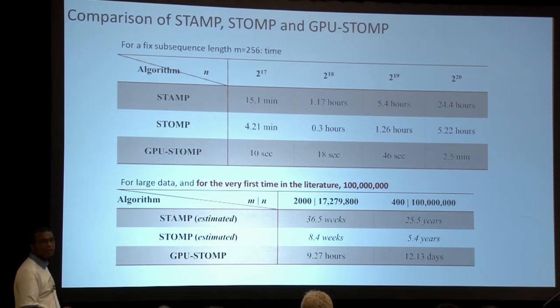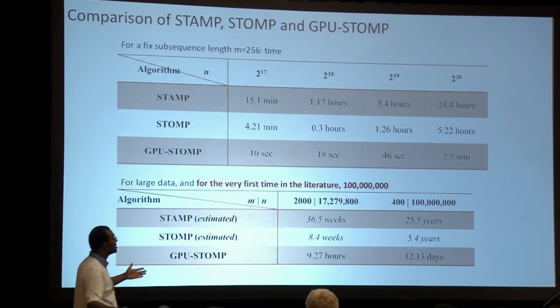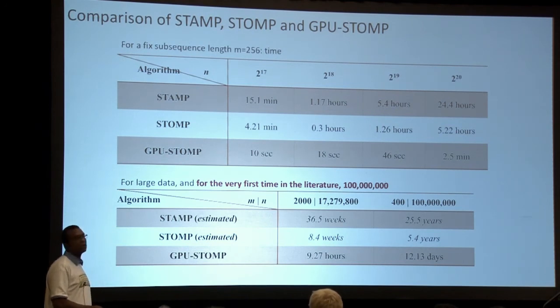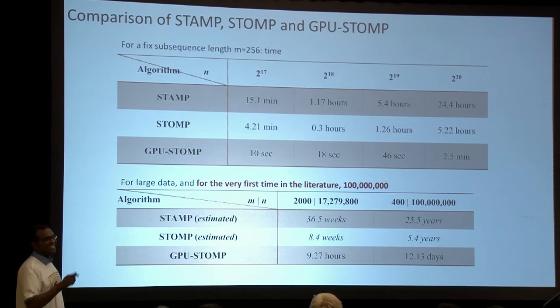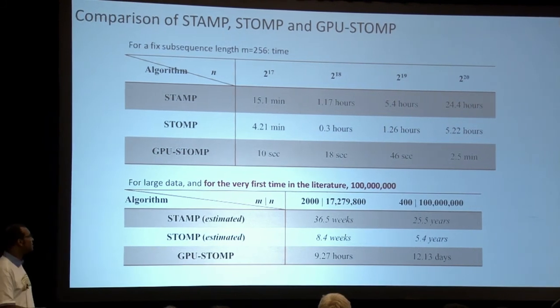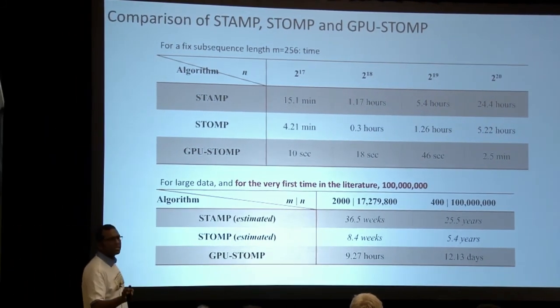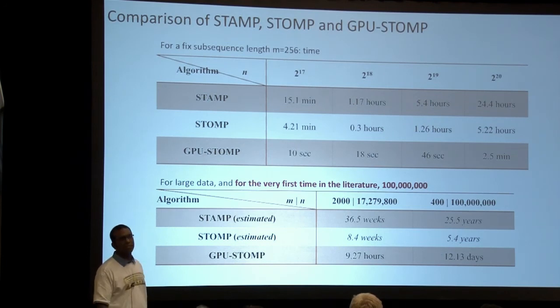For large data, can we go even bigger? So we tried these two examples. 400 is the small m, and 100 million is the largest n. And obviously, STAMP and STOMP both cannot do that. We didn't do it. It is estimated. But using the GPUs, we could do it in 12.3 days. And we really did it. We waited for 12 days to really finish that thing, just to be able to say that, yes, we did it. No, I'm just kidding. But the good thing is, for example, for a reasonable size, 17 million, you can do it in 9 hours, which is reasonable in a way that at least within a day, you can expect the results to be out.